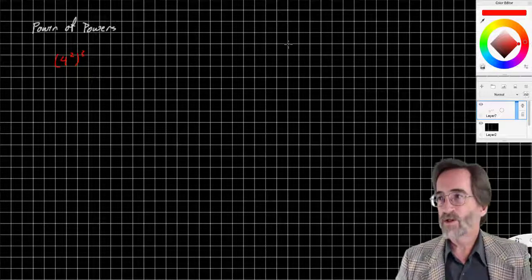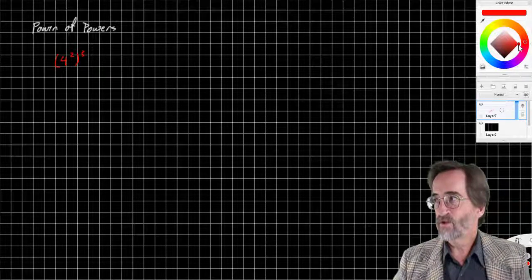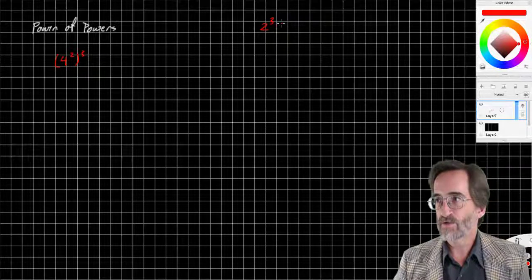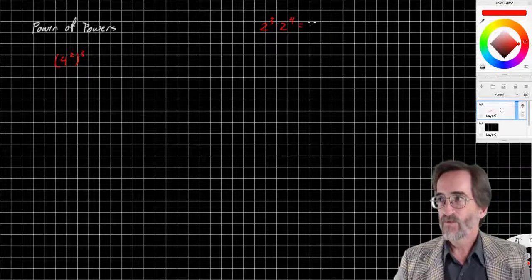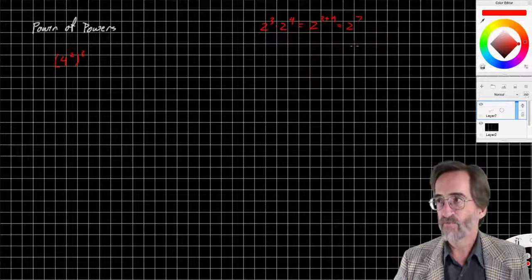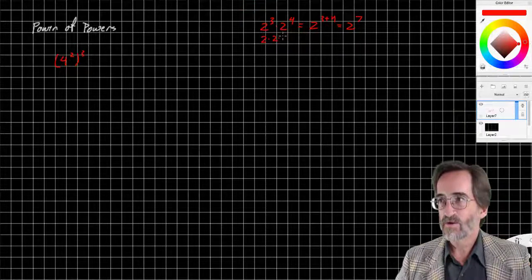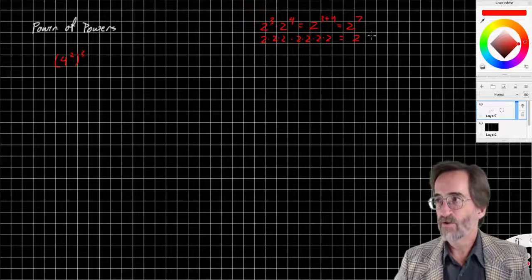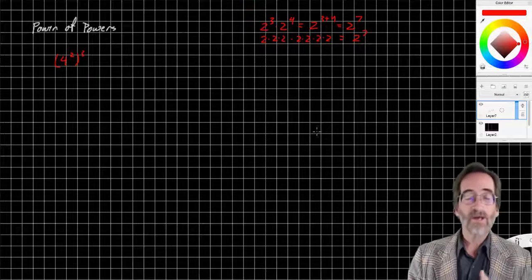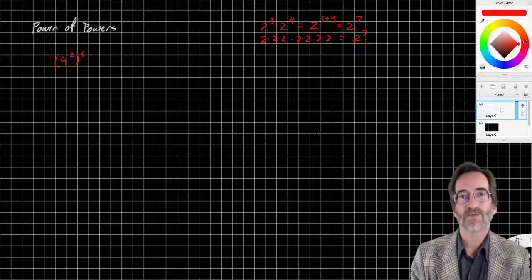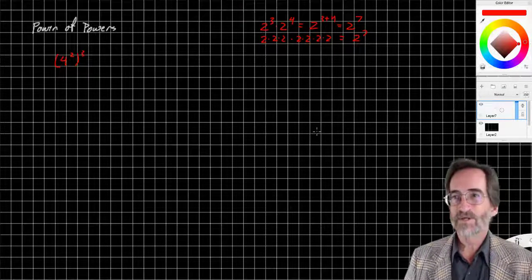You already learned that if you multiply the same bases, like you have 2 to the third times 2 to the fourth, that's the same as 2 to the 3 plus 4, or 2 to the 7th. And we expanded that, 2 to the third. We expanded the 2 to the fourth. 2 to the fourth is 2 times 2 times 2 times 2. We count the 2's. There are 7 2's. So expanded form is the logic we use to explain it. So we're going to do much the same thing here.